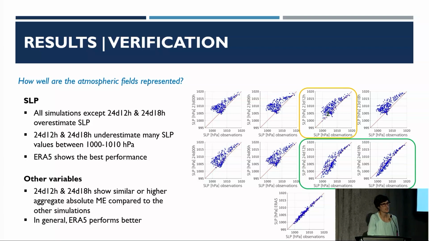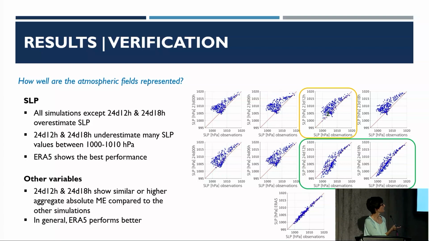So the second question is, how well are the atmospheric fields represented? I don't have much time, so I'm just going to talk about the sea level pressure, which shows the most interesting results. The figure shows the scatter plots of the simulated sea level pressure with the observations. At the top are the simulations initialized on the 23rd, and the second line are the simulations initialized on the 24th. And the bottom is ERA5.